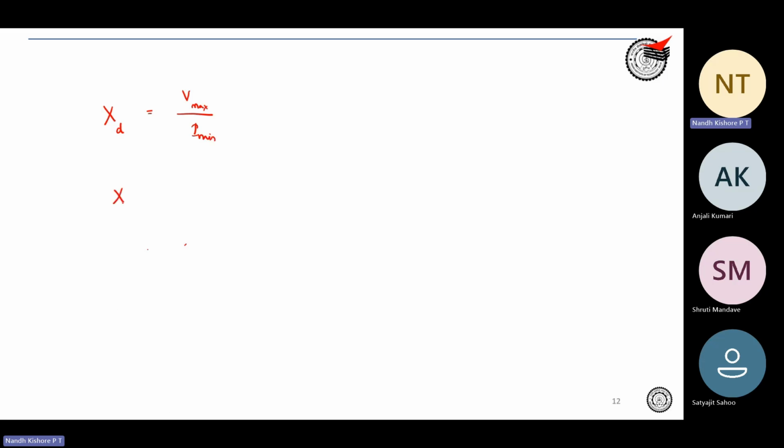But in case they asked for XQ, right? That is, rotor is aligned with your Q axis. So this would be V min by I max. So again, they can ask for anything.